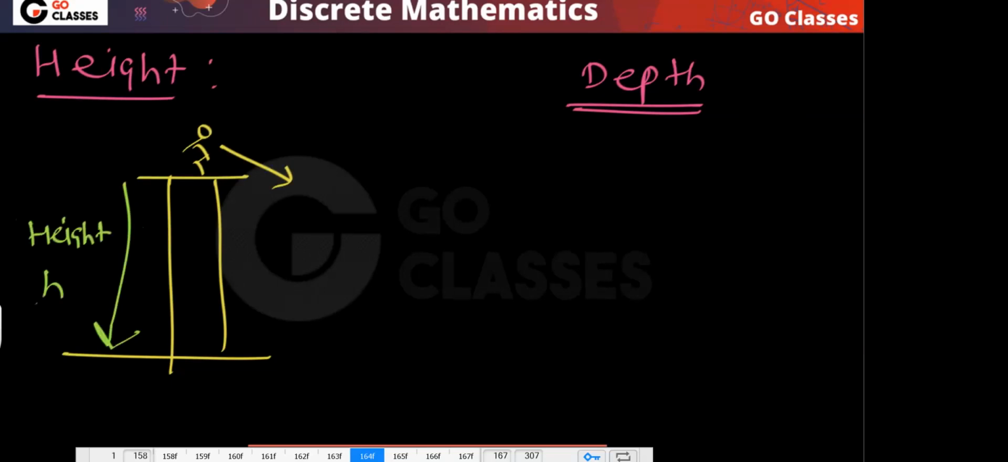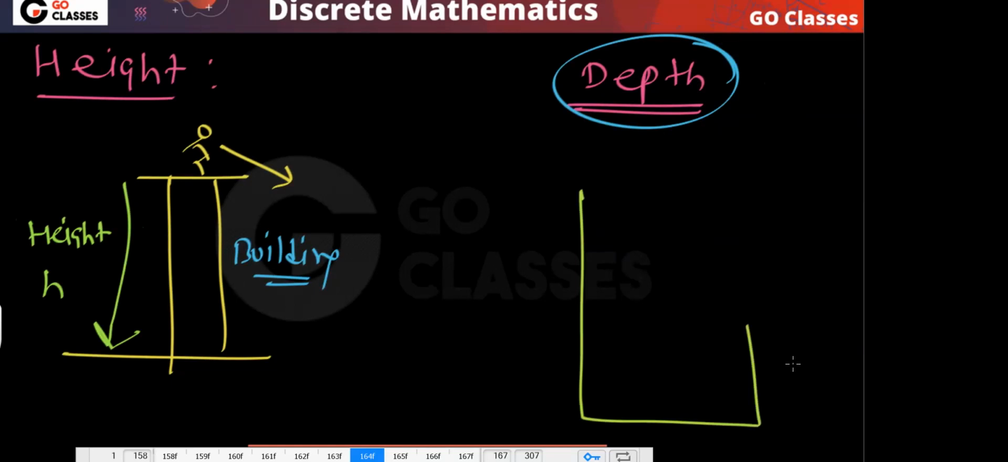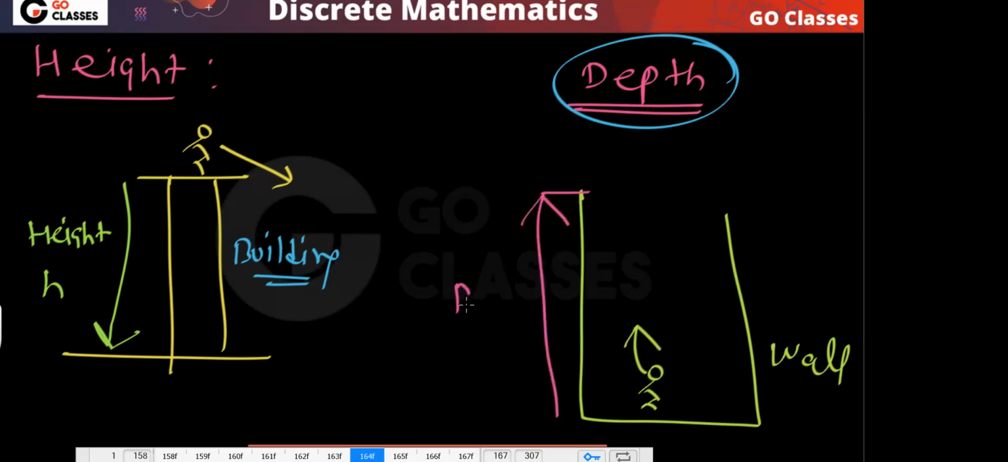Agree? Correct or not? And when do we use the word depth? Let's assume this is the building. We use depth when you are in a well. Let's assume there is a well, and you are here. Now you are looking up. Then you will say that this is the depth. Correct? Yes or no? Is this clear to everyone?